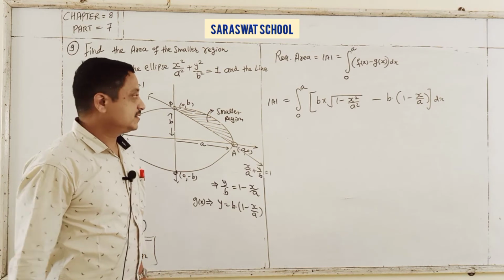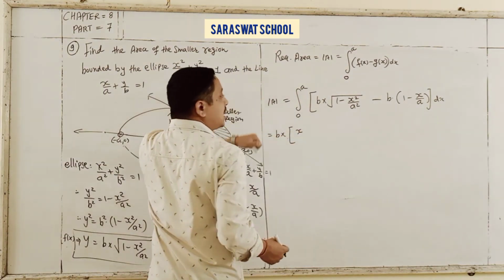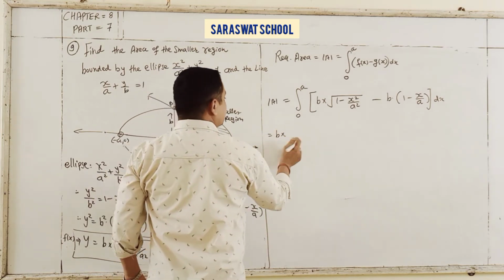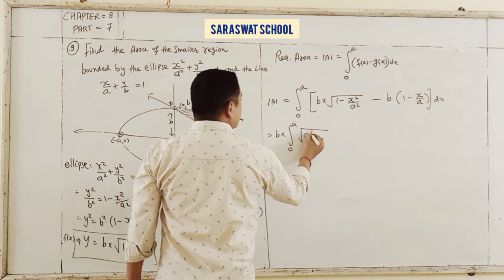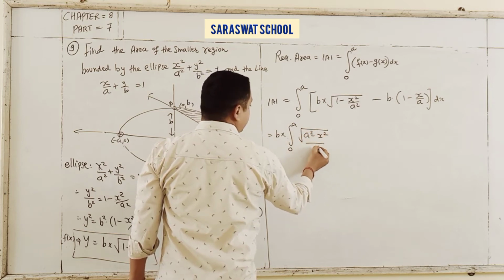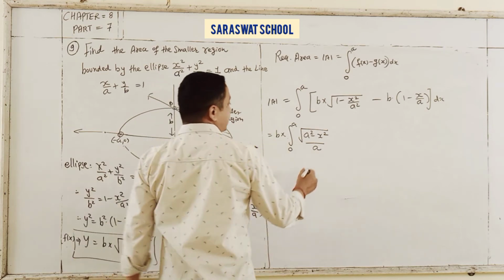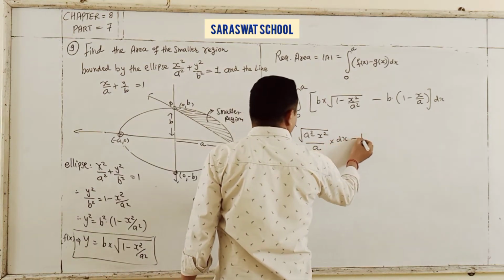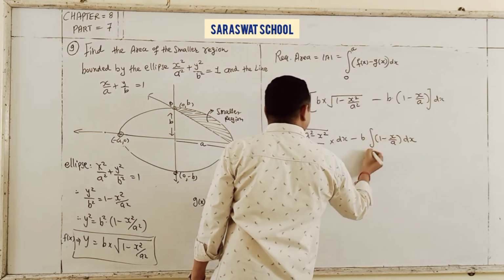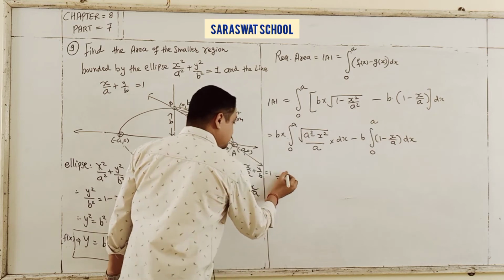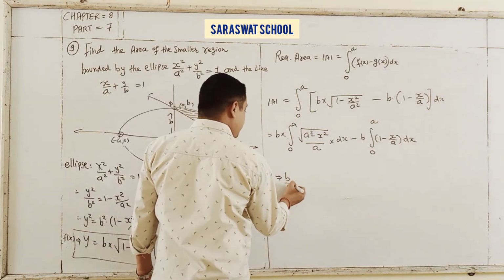Now answer. So here b, it is integrate x by 2. Either you will take here LCM first, it is the best way. Under root a square minus x square by a. This a you will take outside the integration. dx same. Minus b, 1 minus x by a, dx. Limit same, 0 to a. So here students, definite limit you will calculate. So b by a same.